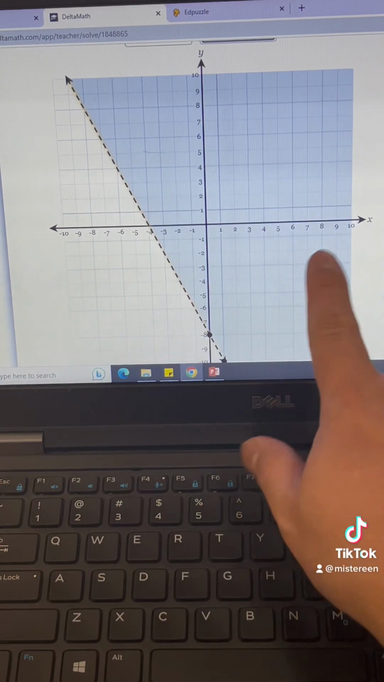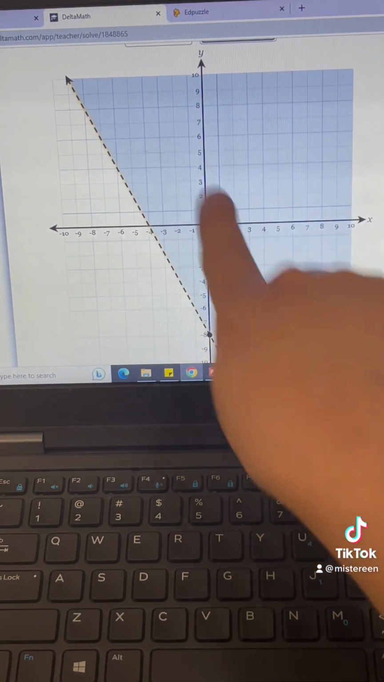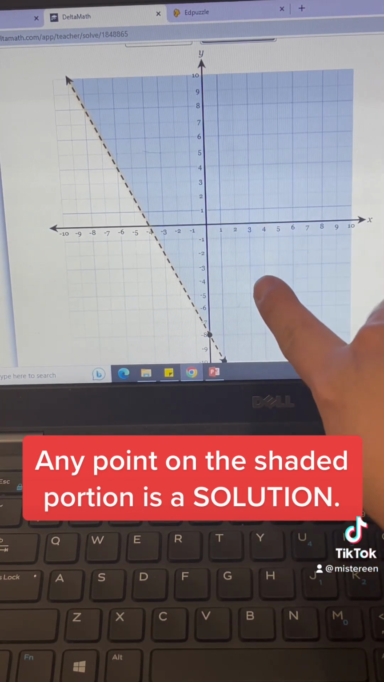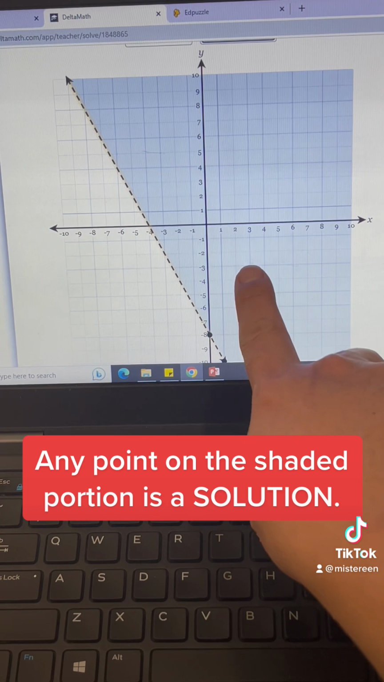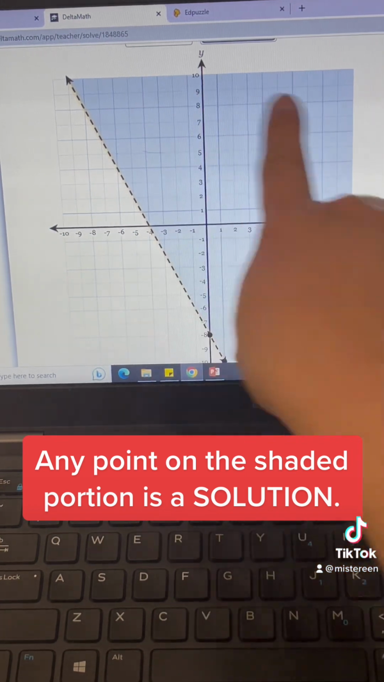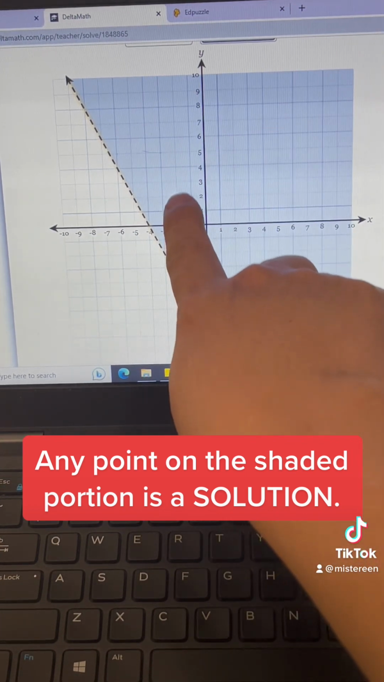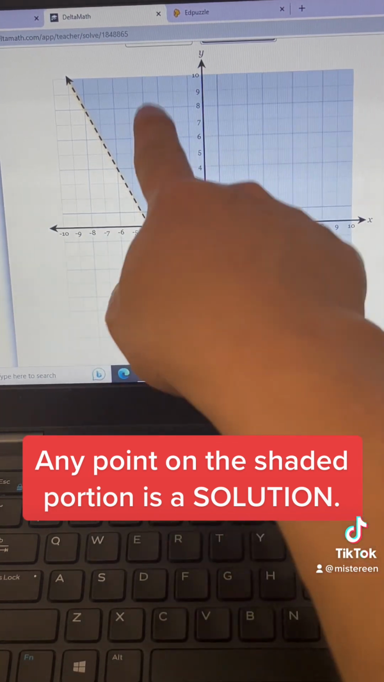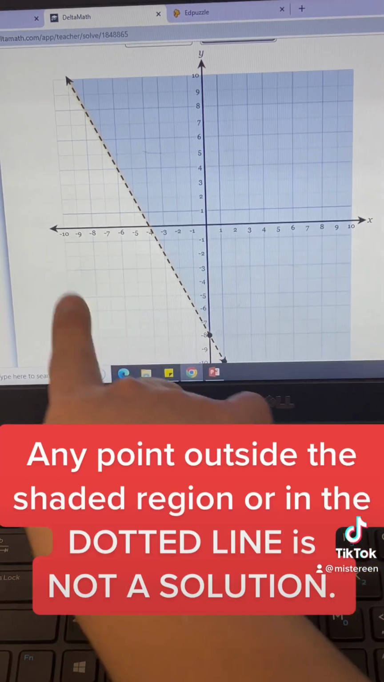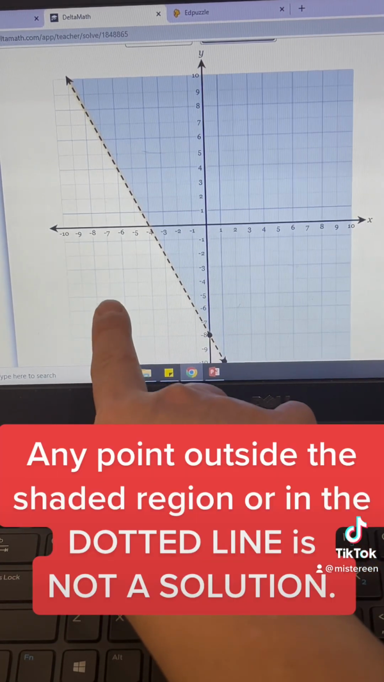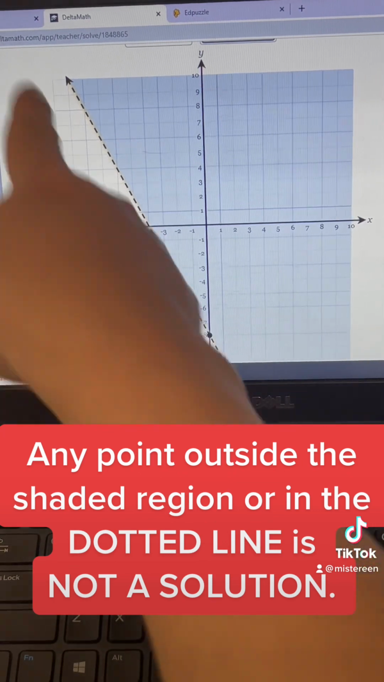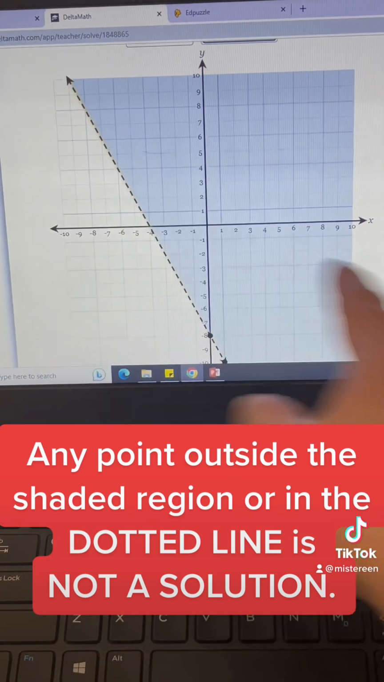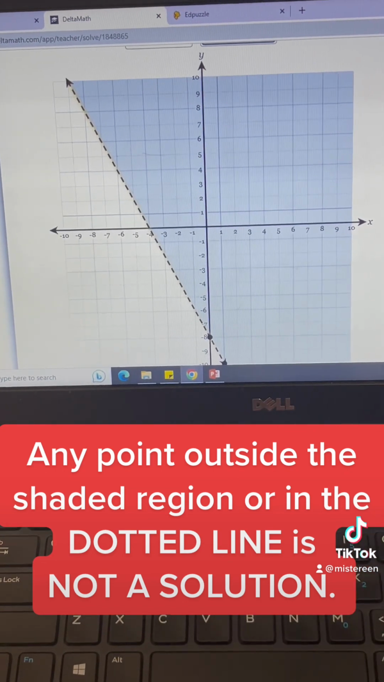Now, in this inequality, see the shaded portion. Any point on the shaded portion is called a solution. For example, 3, negative 3 is a solution. Any point in here is a solution. Let's say negative 2, 5, that's another solution. Any point outside of this shaded portion is not a solution, as well as any point on the dotted line. But if you have a solid line, any point on the solid line is a solution. So that is knowing solutions.